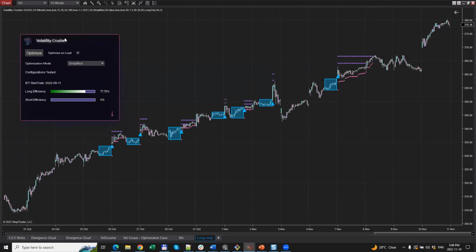One question is, how often should I optimize? Yeah, so you will only get different results when the optimization is performed if there is new trade information available.